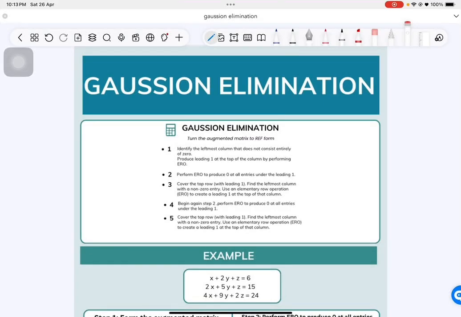Hi, Assalamualaikum everyone. Today I will explain how to solve a system of linear equations using Gaussian elimination. Let's go through it step by step.